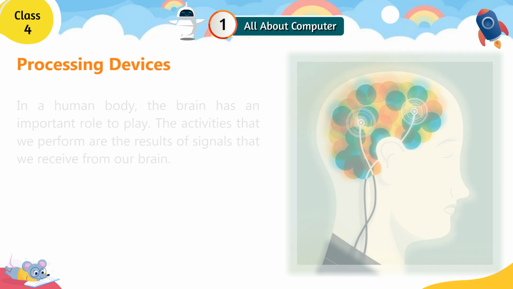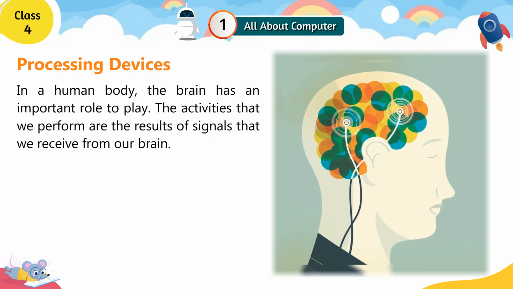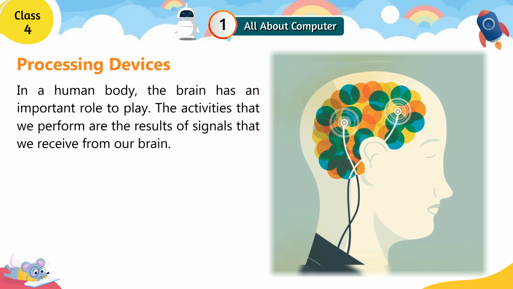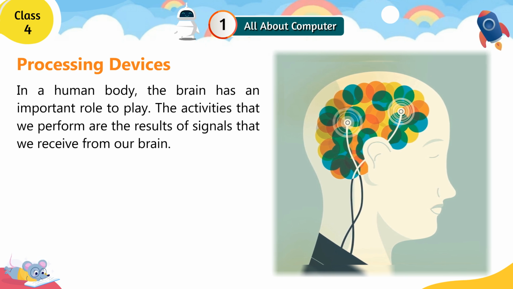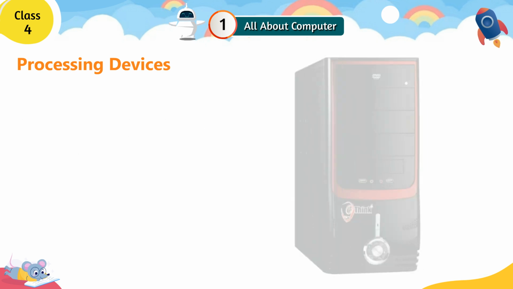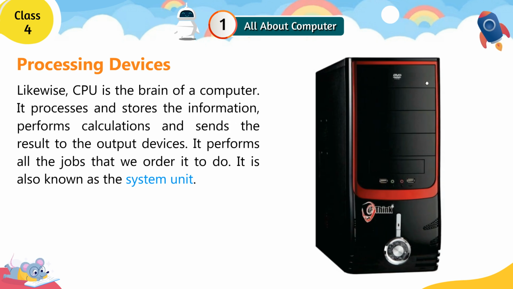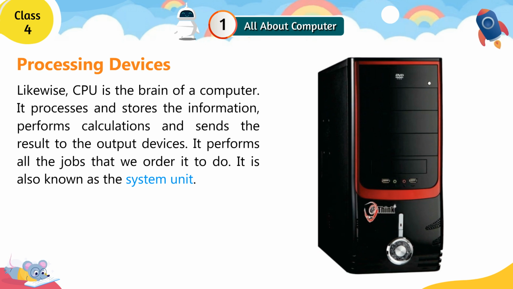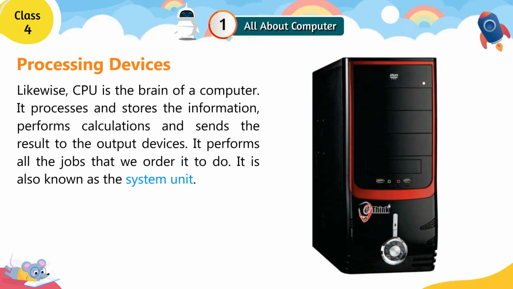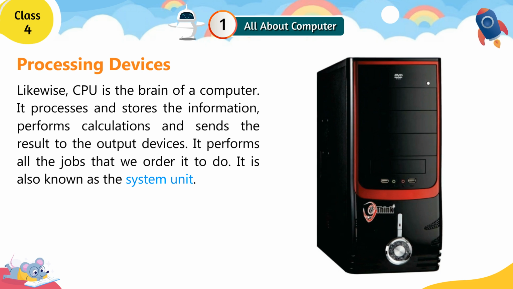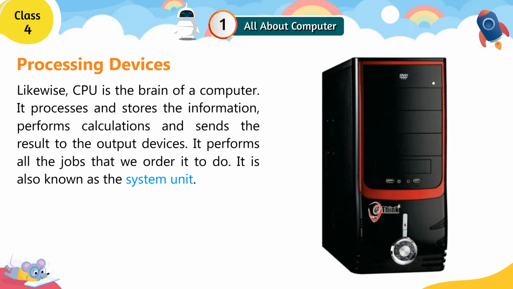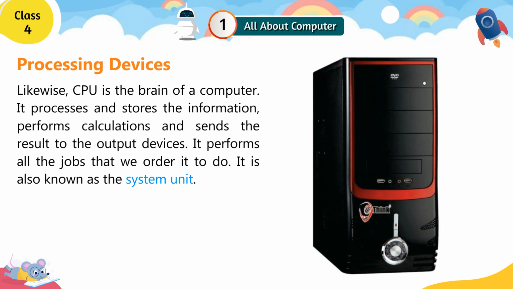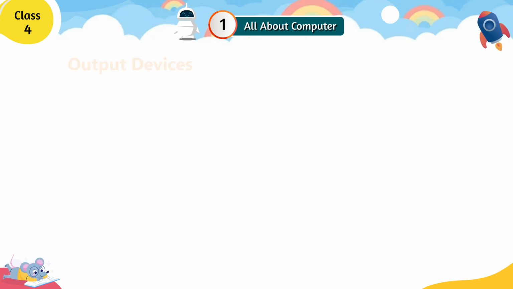Processing devices. In a human body, the brain has an important role to play. The activities that we perform are the results of signals that we receive from our brain. Likewise, CPU is the brain of a computer. It processes and stores the information, performs calculations, and sends the result to the output devices. It performs all the jobs that we order it to do. It is also known as the system unit.